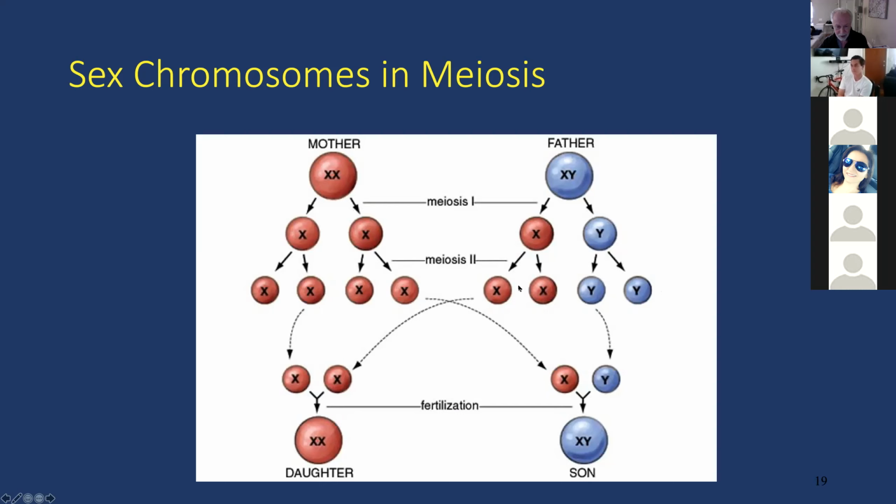But when fertilization occurs, if the sperm contributes an X to the egg, this daughter now has 2 X's and she's a girl. If, on the other hand, and it's equally likely, the father contributes a Y when fertilizing, then the zygote that's formed is XY, and that will produce a son.